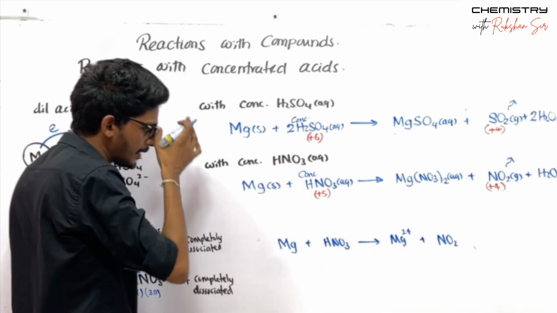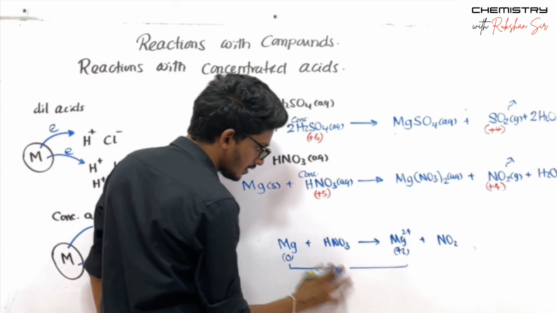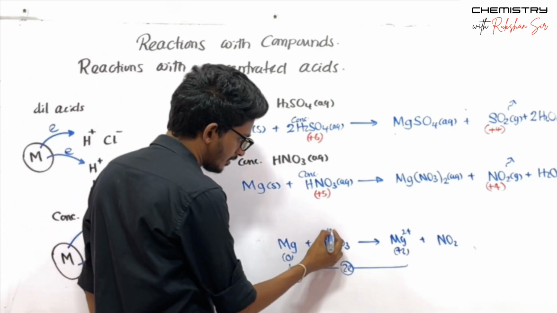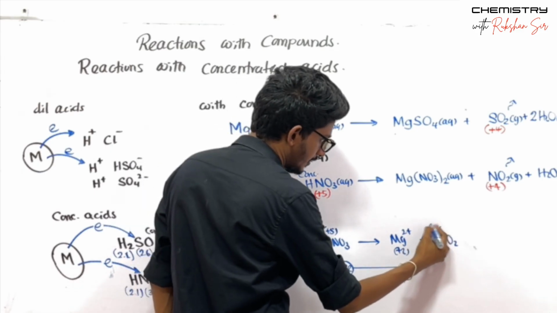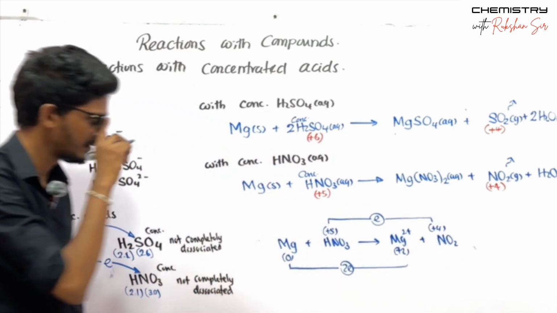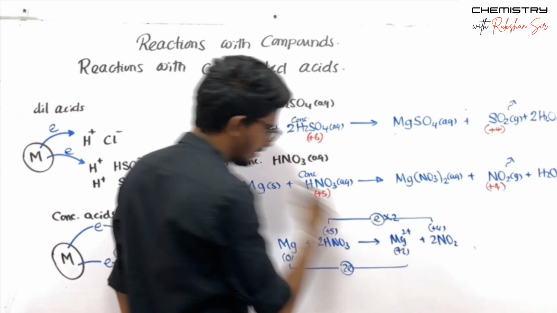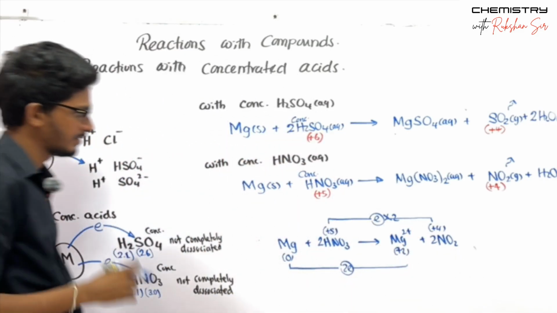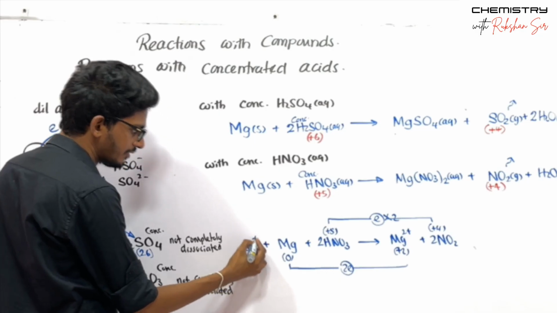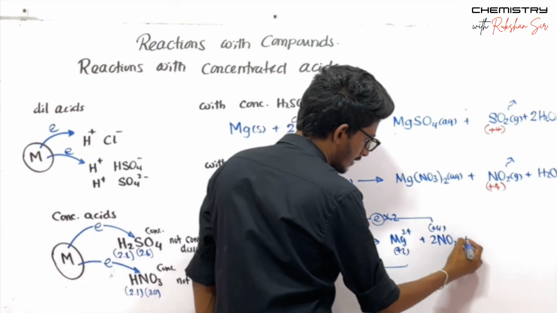Let's balance the stuff. Magnesium 0 oxidation state, +2 oxidation state. So 2 electron difference. Nitrogen with +5 oxidation state here, +4 here, 1 electron difference. So to balance the electrons, you need a 2 here, so 2 coming up here as well as here. Now balancing the charges, you have 2+ charge here, nothing here, so you need 2 H+ to balance the charges, and to balance the hydrogens, you have 2 here and 2 here, 4 hydrogens, that means 2 H2O are needed.